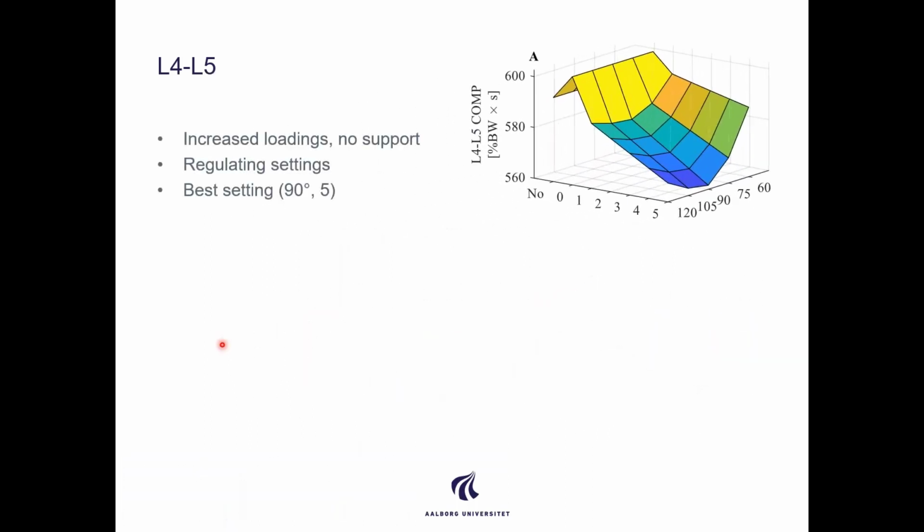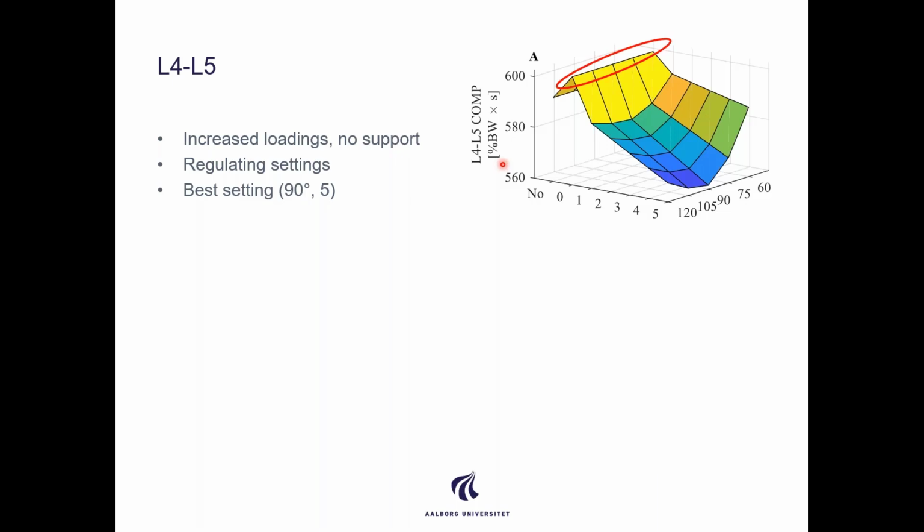So when we look at the data, we could see that we were increasing the load to the musculoskeletal model when we were performing the task with an exoskeleton but without support. And this of course makes sense because we're adding more mass to the system. So of course there will be more compression force in the lower spine.